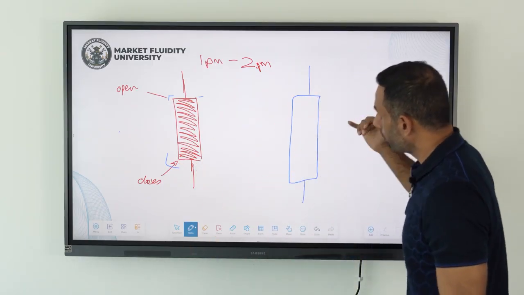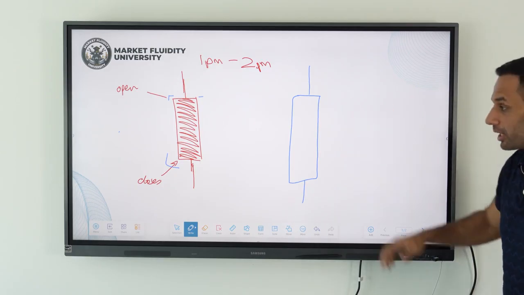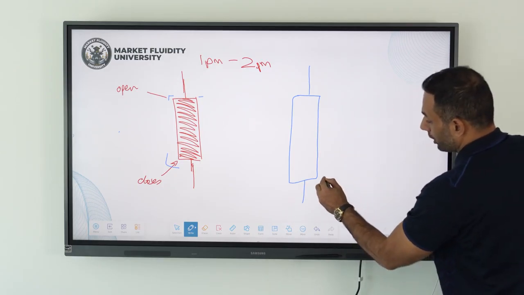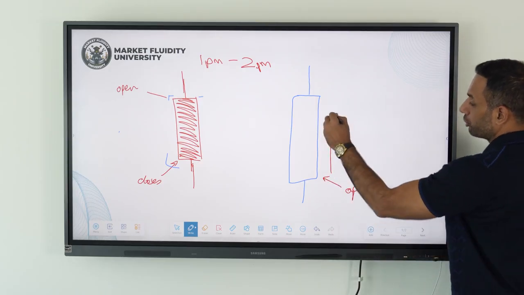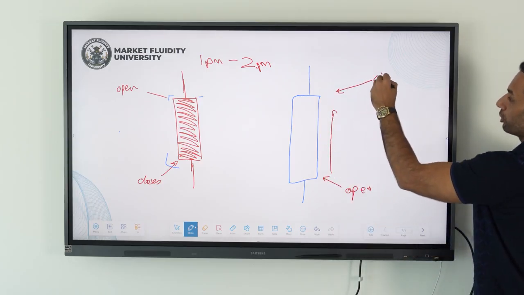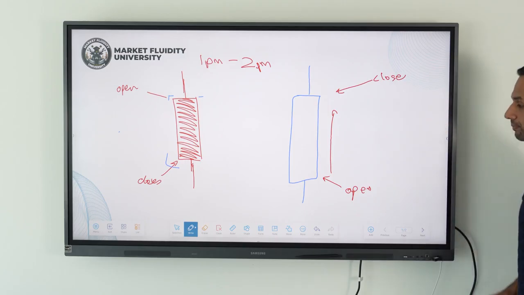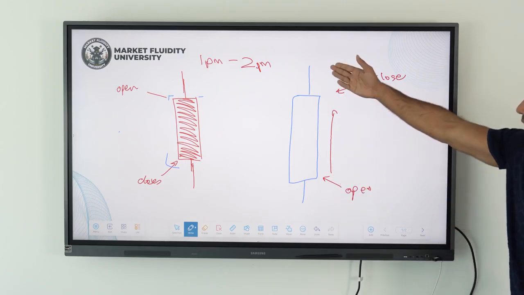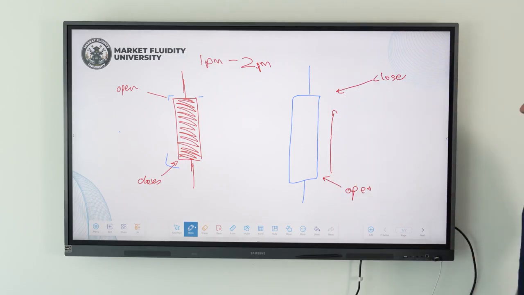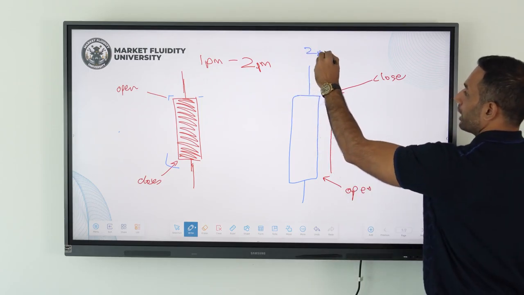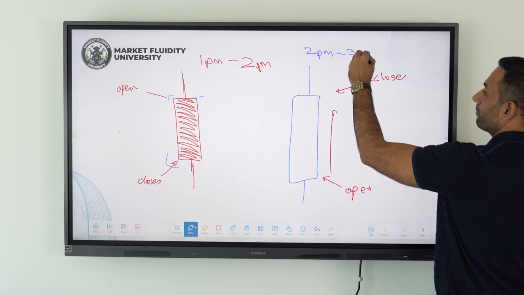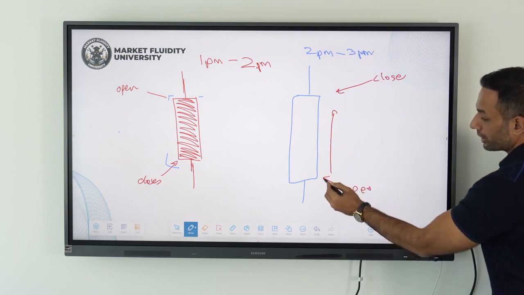Now, quickly moving on to the bullish candle. Bullish candles, obviously, we have an open at the bottom. We continue to move up, and we close at the top. We open at the bottom, we close at the top. Now, let's say, for example, from 2 p.m. to 3 p.m., we started at the bottom.